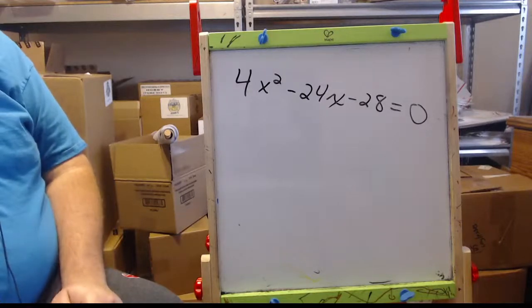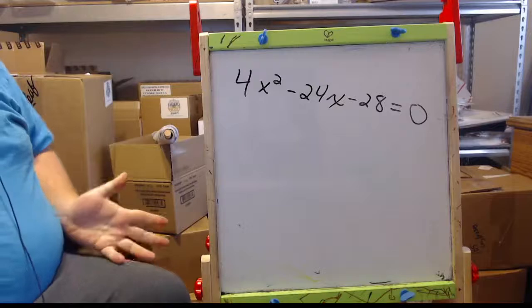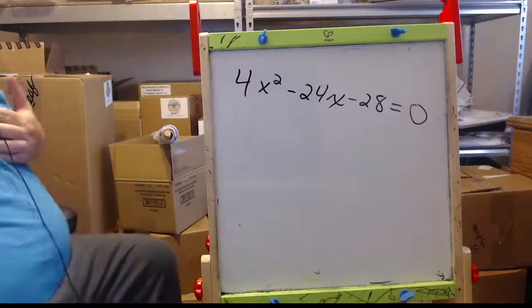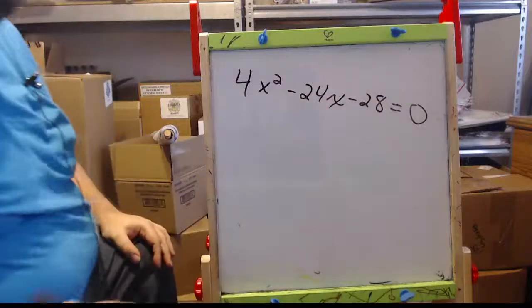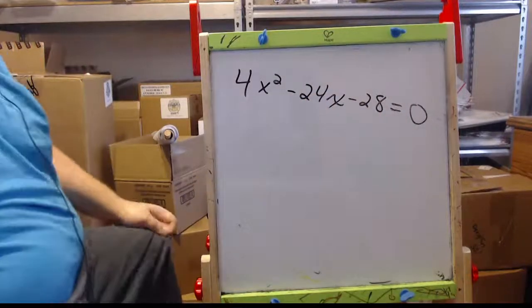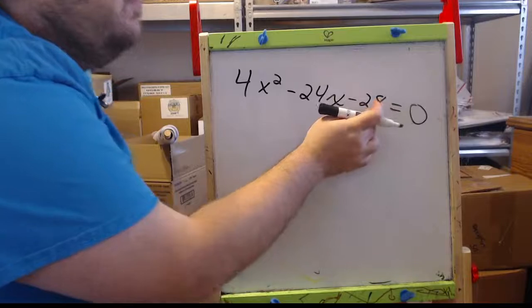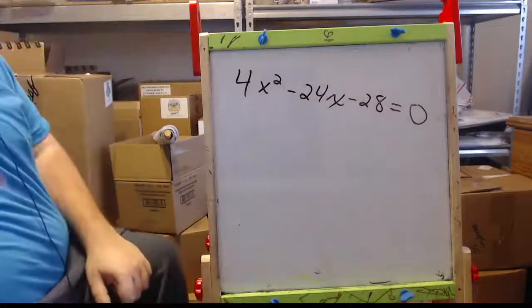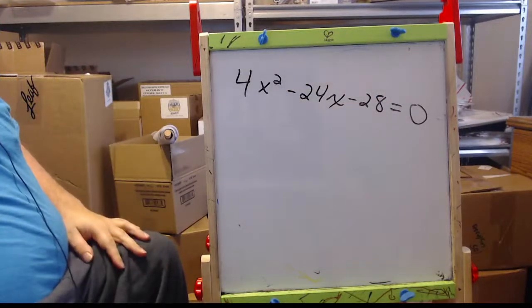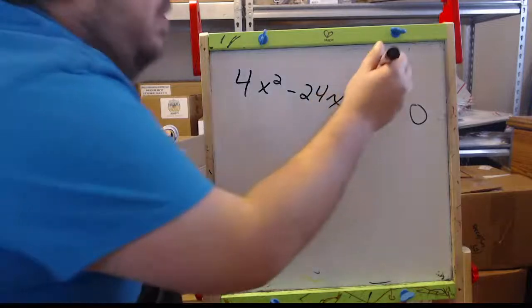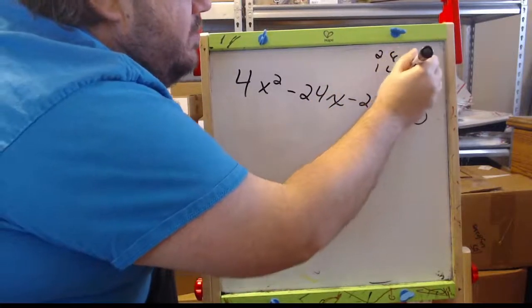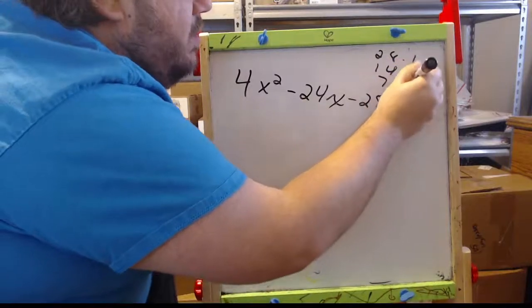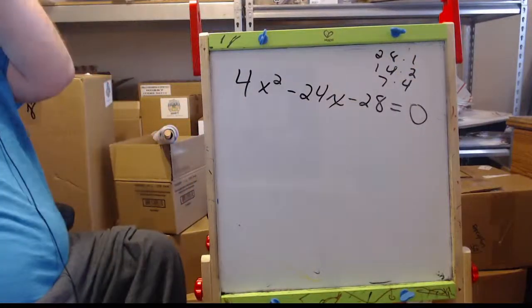So what you want to do is essentially how to figure this out. At least this is how I learned it. Write down all the things that could be multiplied together to make 28. Okay, so 28 and 1, 14 and 2, 7 and 4 are all the ones that can make 28.